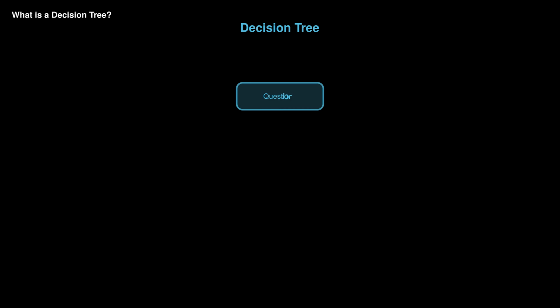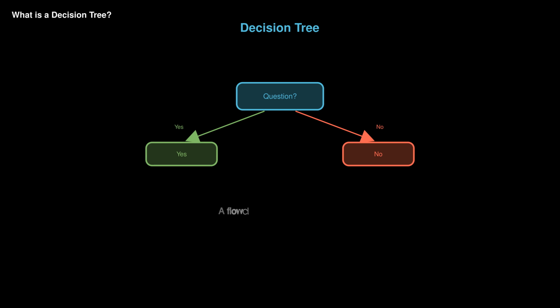A decision tree is, at its core, a flowchart of yes or no questions. You start at the top with a question. Depending on the answer, you follow a branch down to the next question, and you keep going until you reach a final decision. Each internal node asks a question about one feature. Each branch represents a possible answer, and each leaf node at the bottom gives you a prediction.